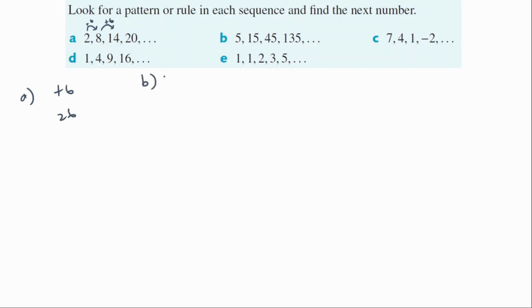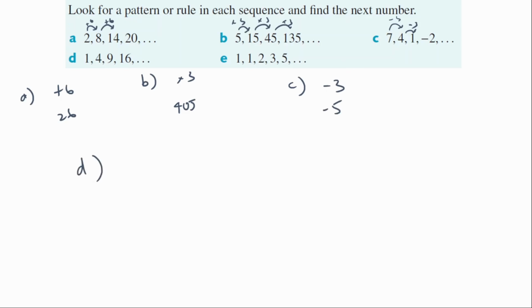Let's try B. Looks like we're multiplying by 3 each time. Times 3, times 3, and times 3, and so on. So that's our pattern, and the next number in the sequence will be 135 times 3, which will give you a value of 405. Let's go to the next one, question C. In this case, you would subtract 3 each time. So from 7 to 4 is minus 3, 4 to 1 is minus 3, and so on. So that's our pattern, and therefore our next term will be negative 5.